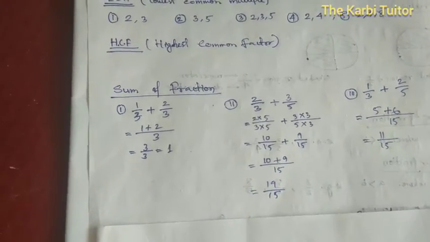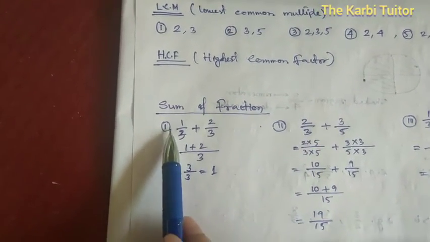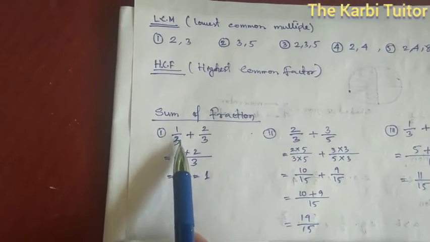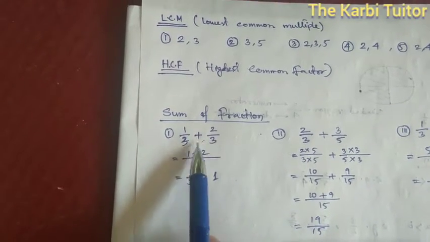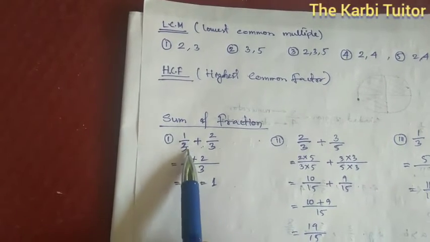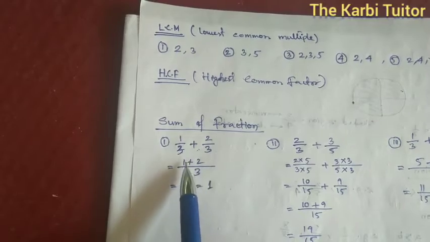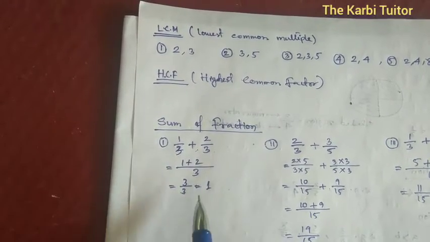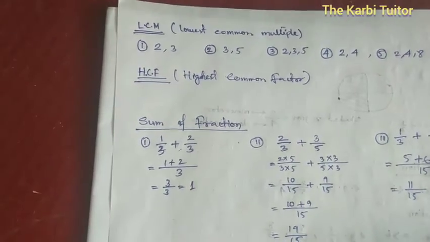Next, sum of fractions. So here we have to add. Example number 1, 1 by 3 plus 2 by 3. This is like fraction, that means the denominators are the same, so we can just add the numerators. Write 3, then 1 plus 2, so 3 by 3, that means 1. This is how we add fractions.